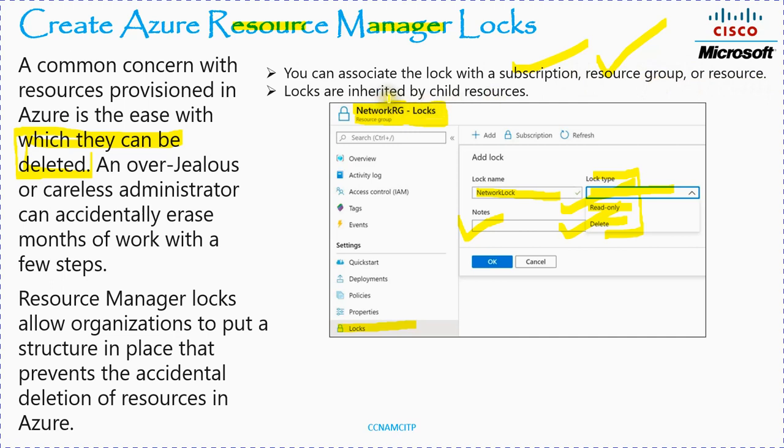And locks are inherited by child resources, and this was also a yes or no question. So make a note, guys: it doesn't apply to location, and it is inherited by child resources. Two things you should make a note of. I am just giving my knowledge, skills, and experience. It is up to you what you want to do.